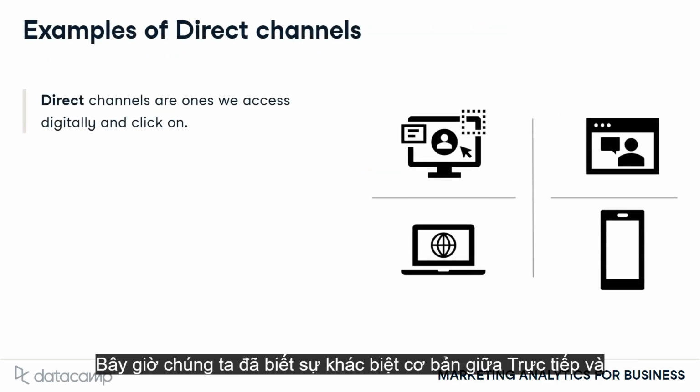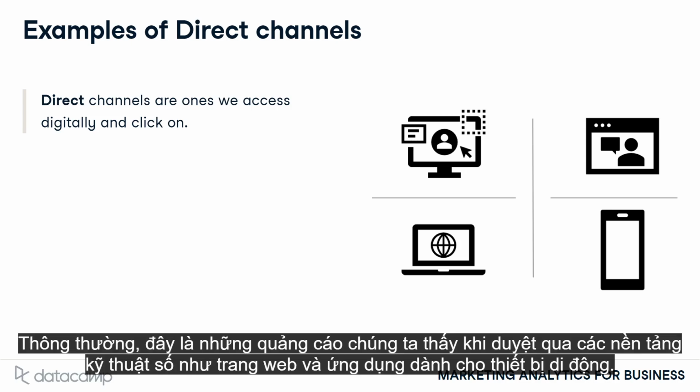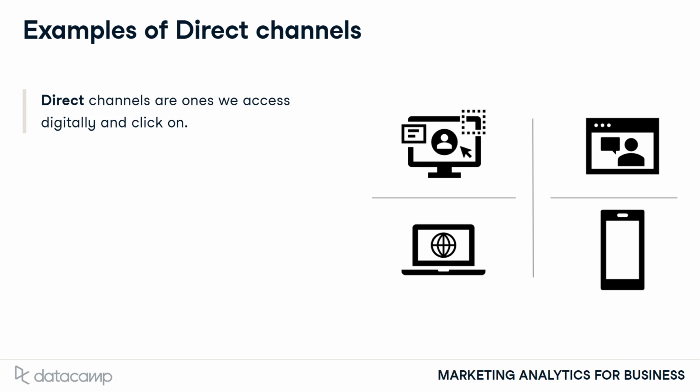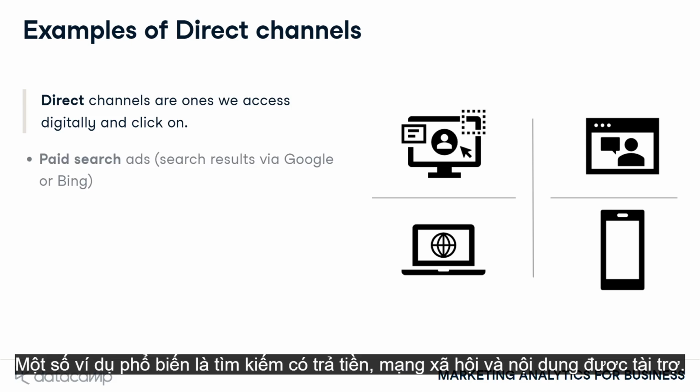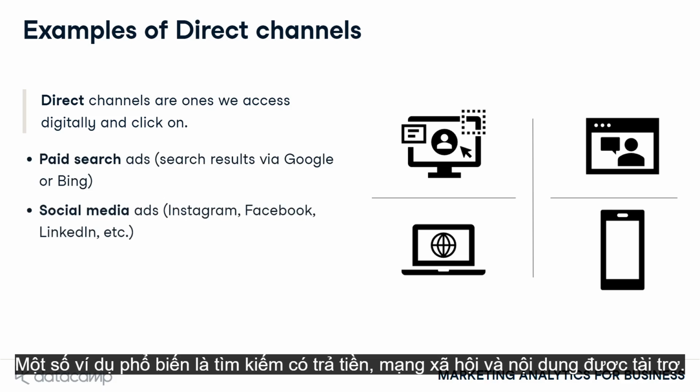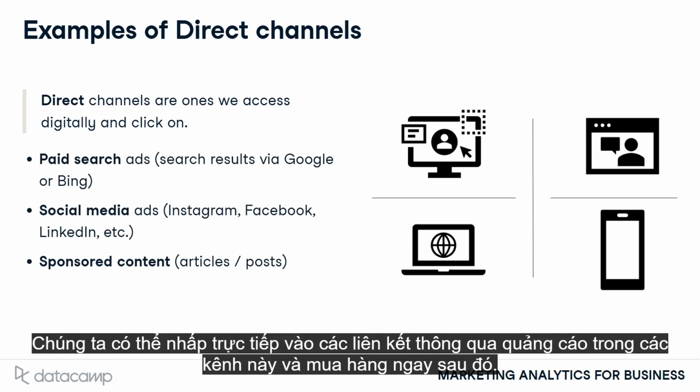Now that we know the basic differences between direct and indirect impact, let's talk about some examples of direct channels. Usually, these are ads we see as we browse through digital platforms like websites and mobile apps. Some common examples are paid search, social media, and sponsored content. We can click on links directly through ads in these channels and purchase immediately after.